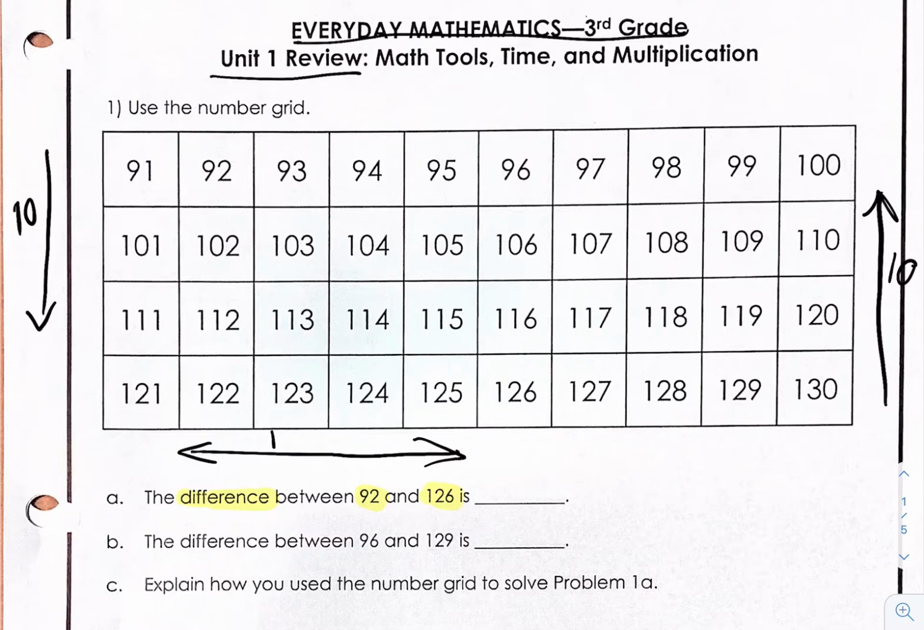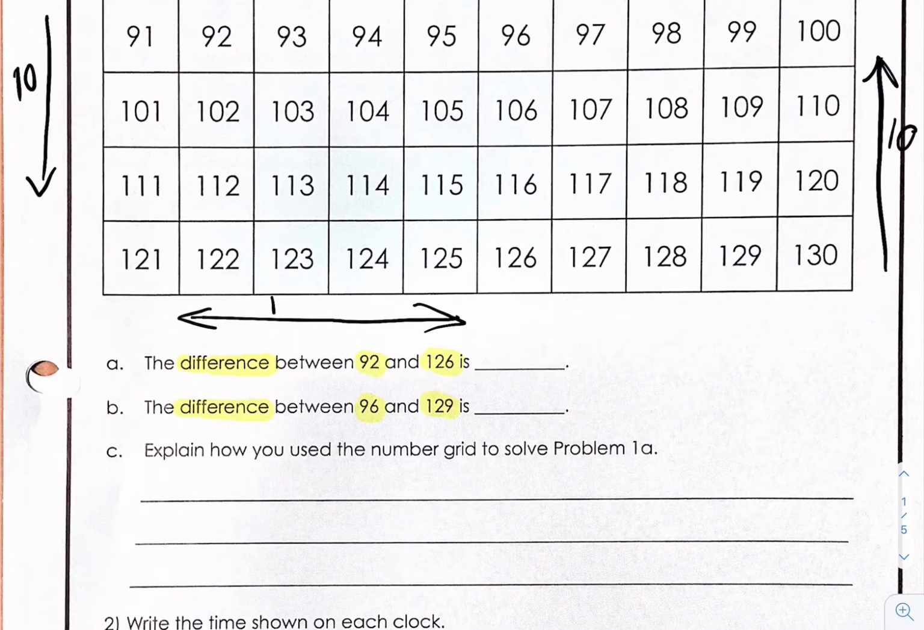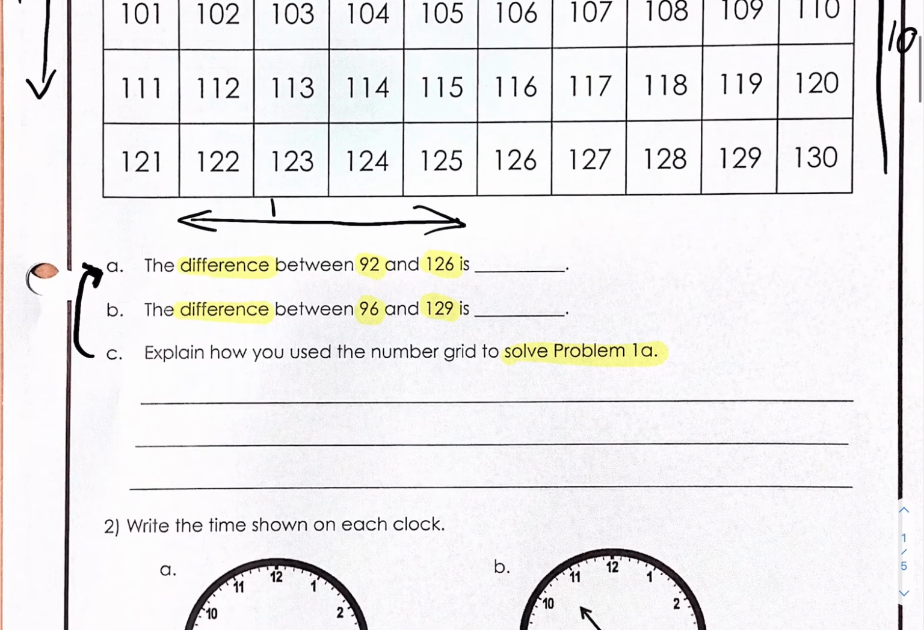So the first one, we are dealing with 92 and 126. What is the difference? B asks you to find the difference between 96 and 129. So make sure you're using the correct numbers for each question. And then for C, it says explain how you use the number grid to solve problem 1A. So how did you use the number grid to solve A? Use a sentence or two to describe what you did.